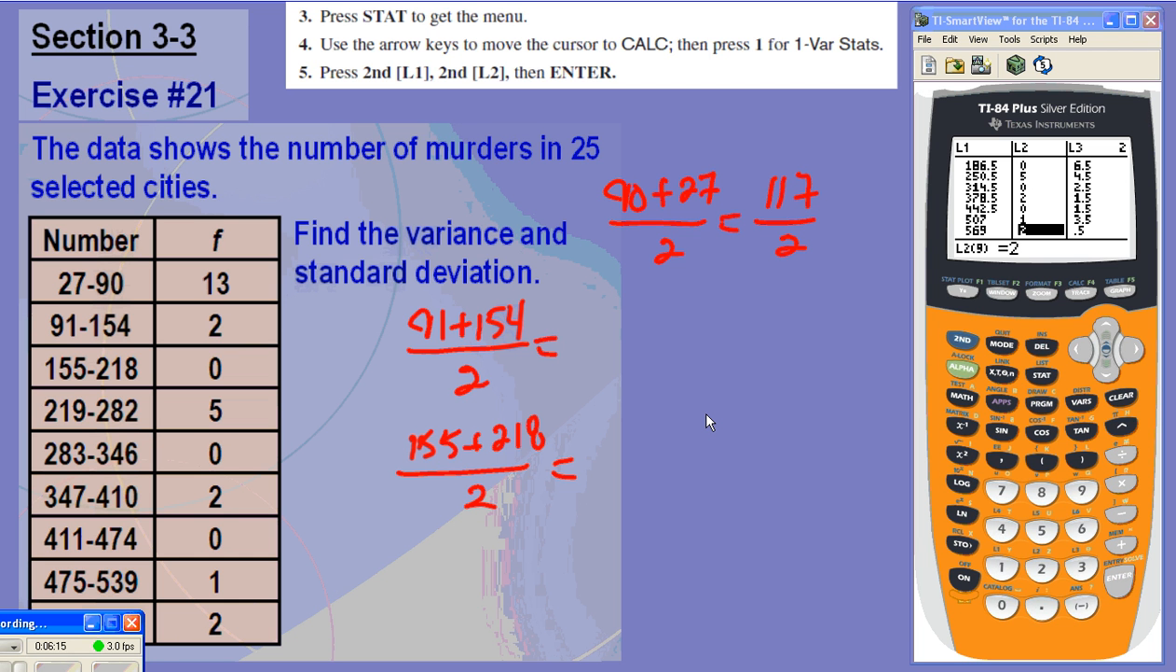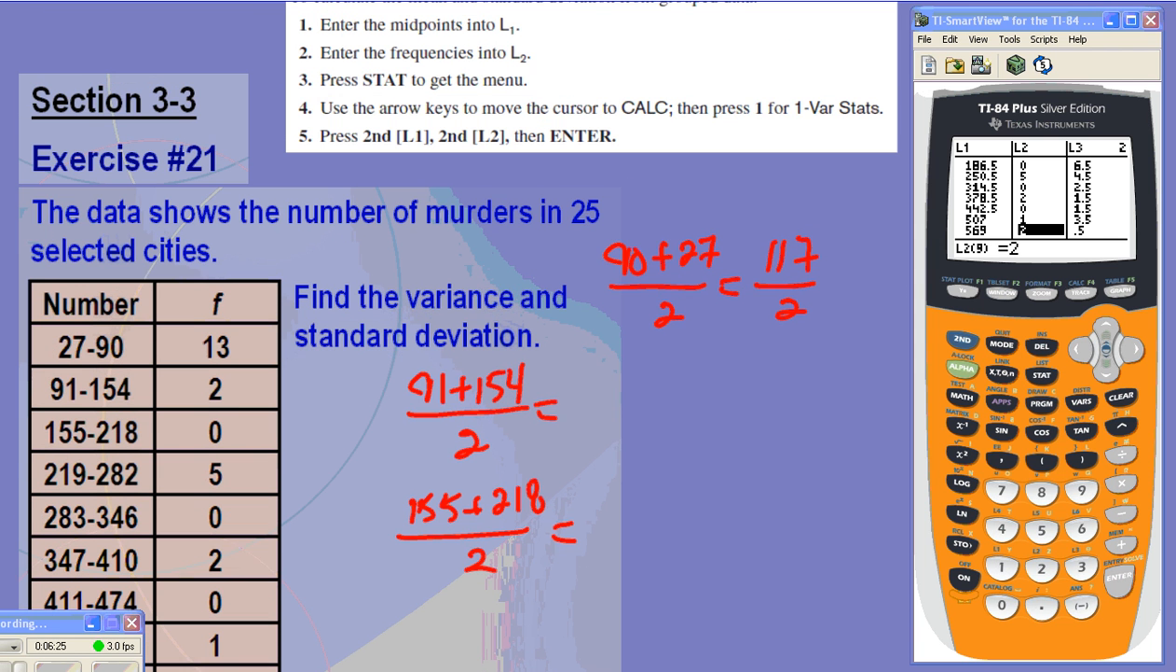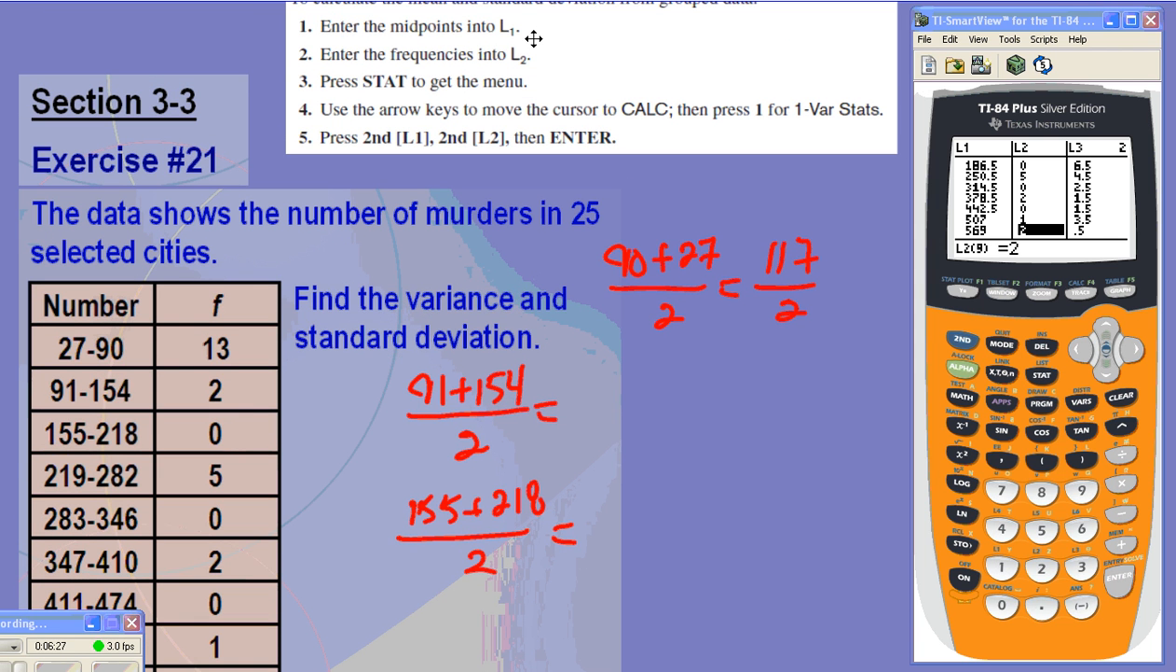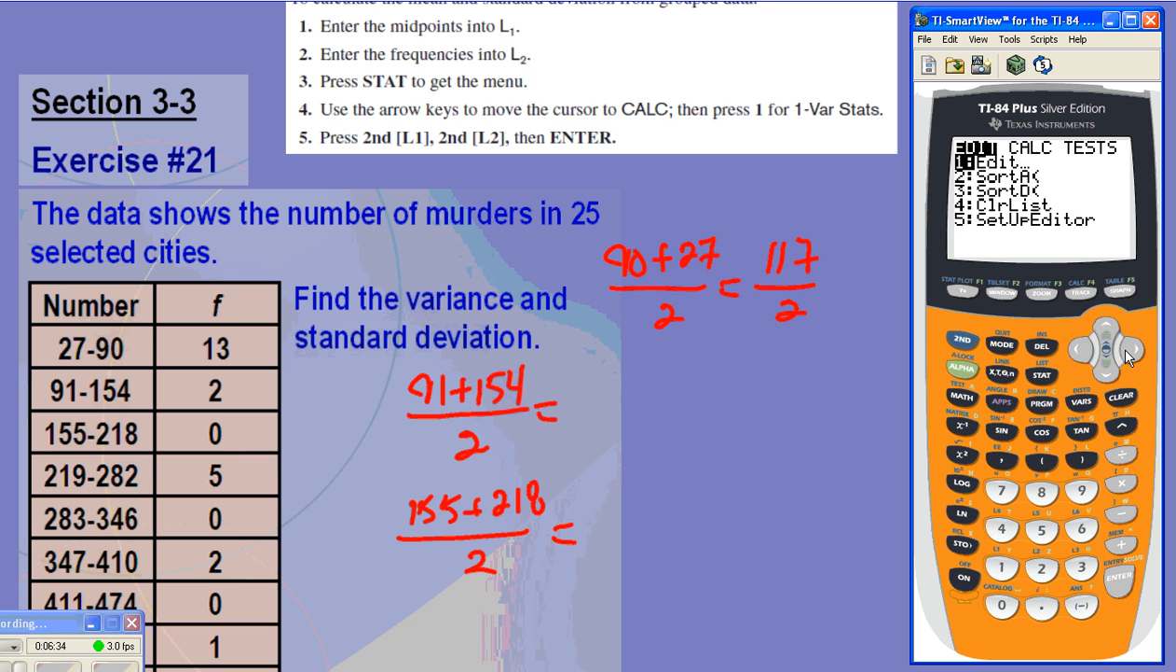So now once we've gone through and done that, remember we can follow these keys up here. We press the stat button at this point. Let me come up a little bit so you can see. We've entered our midpoints in L1, we've entered our frequencies in L2. Now we go back to our stat button. We're on number 3 up here. We go over to calc. We're going to go into number 1.